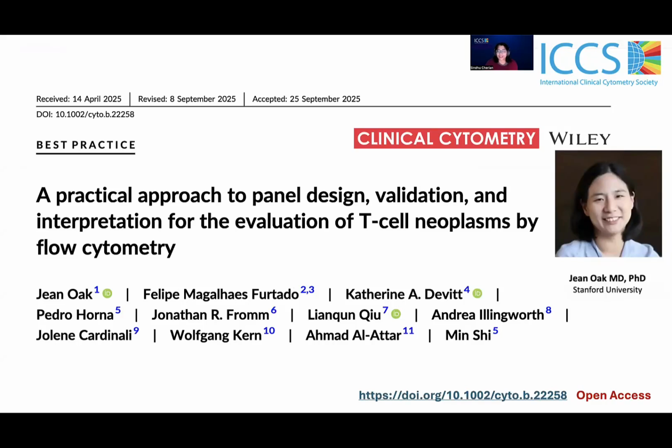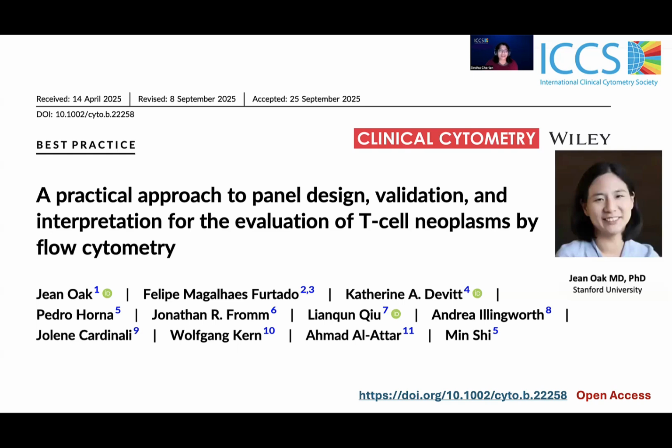Today we're going to be interviewing Dr. Jean Oak, who's a hematopathologist at Stanford University, where she directs a flow cytometry laboratory. Jean is a lead author for a recent publication from Clinical Cytometry on a practical approach to panel design, validation, and interpretation for the evaluation of T-cell neoplasms by flow cytometry. This is a collaborative effort bringing together a number of different authors from different institutions, and we're excited to hear more about the article and its contents from Jean today.